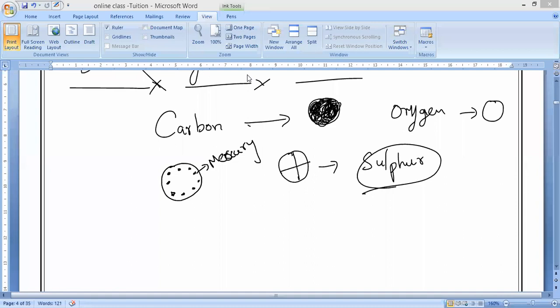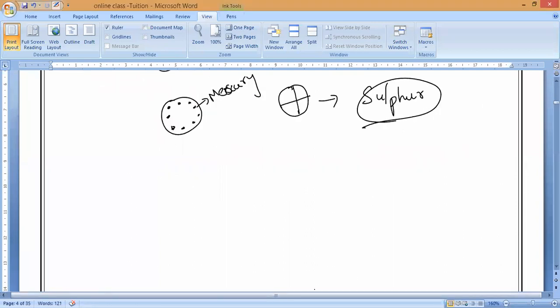So a lot of symbols he has given. I think in your textbook they have already given the symbols. Correct? Yes, sir. So if you want any other extra element, you can take this image, and then you will be able to remember.